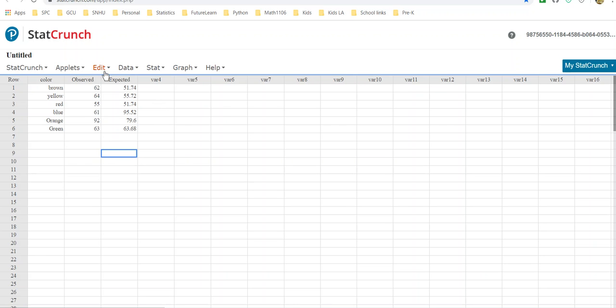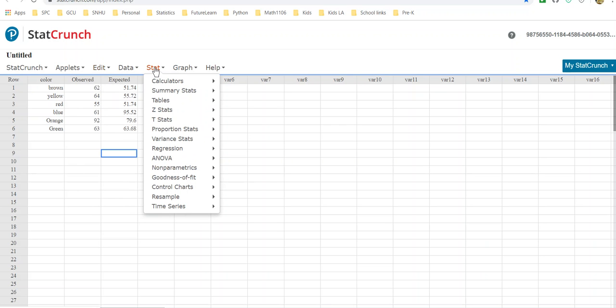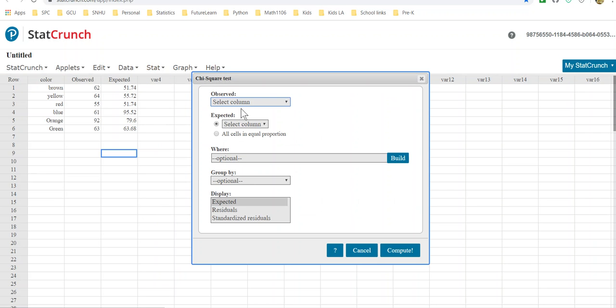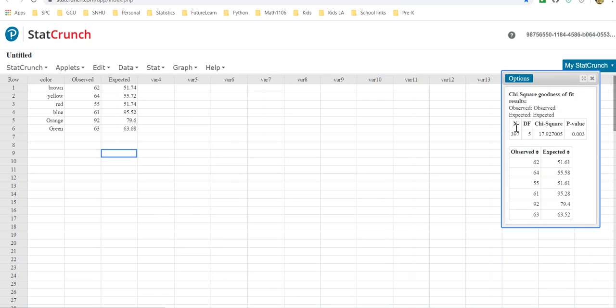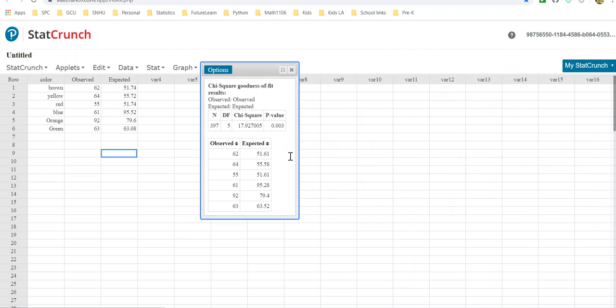Now that I have my observed and my expected, I can go back here to my goodness of fit chi-squared test. I will select my observed, I will select my expected, and I will compute. And here are the expected values. Here, there are 5 degrees of freedom, always one less. Here's my p-value, and here's my chi-squared number.